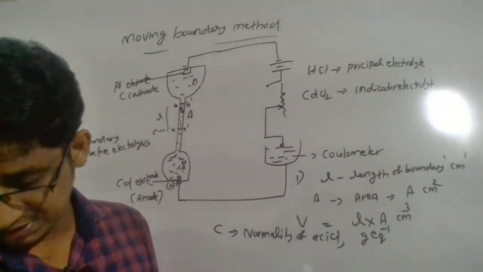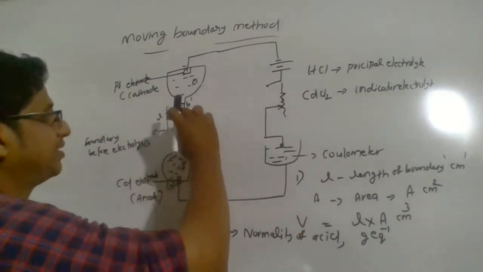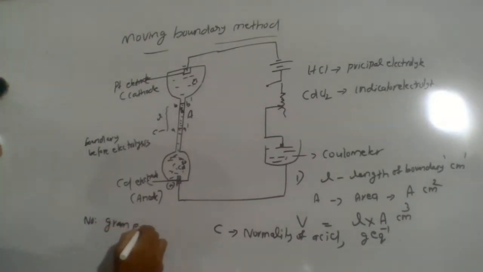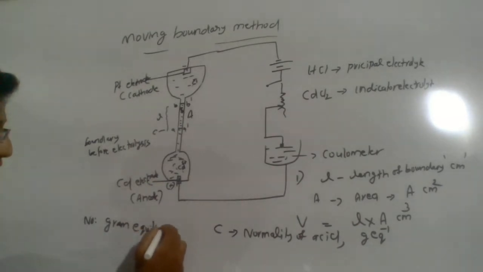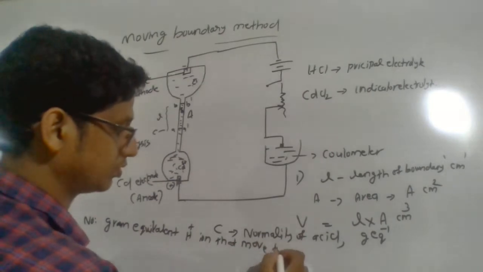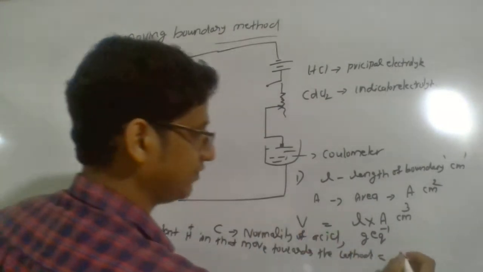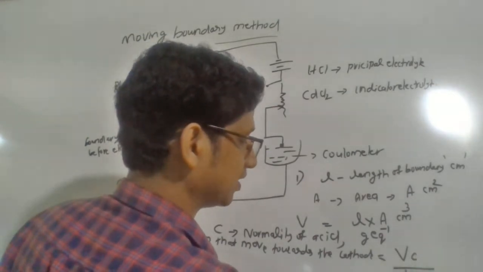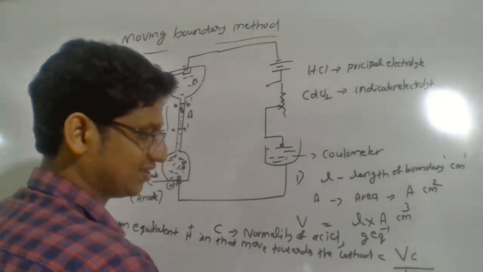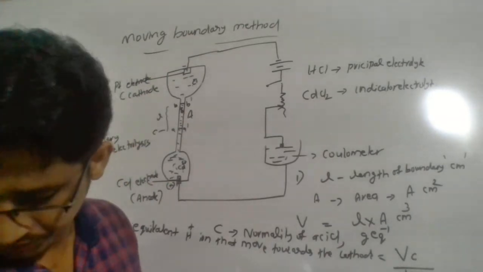Now let us discuss the number of gram equivalents of H plus ion that move towards the cathode. We know some H plus ions are moving towards the cathode. We can determine this by V, the volume, times C, the normality, divided by 1000, because the volume is given in centimeter cube. We know 1000 centimeter cube is 1 liter, so we want to convert it into liter. So VC divided by 1000 will give you the number of gram equivalents of H plus ion that move towards the cathode. That's an important step here.